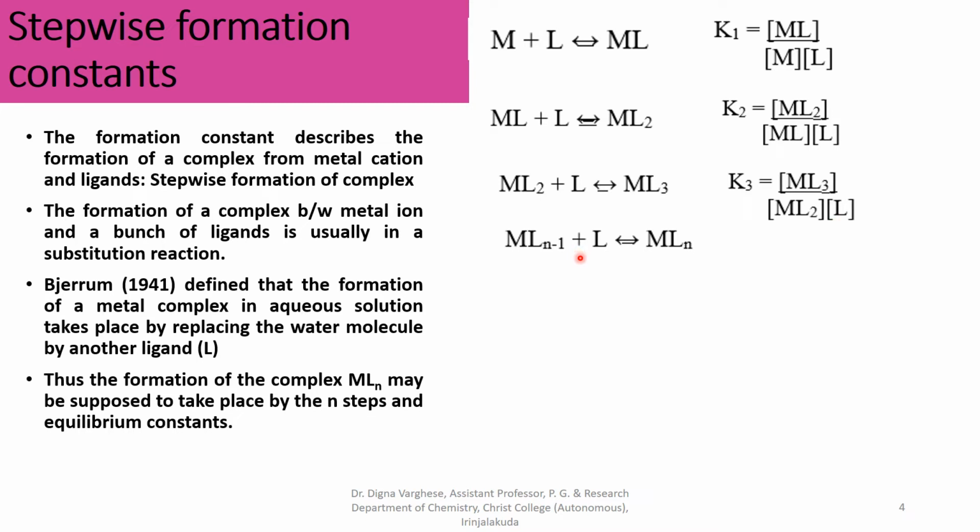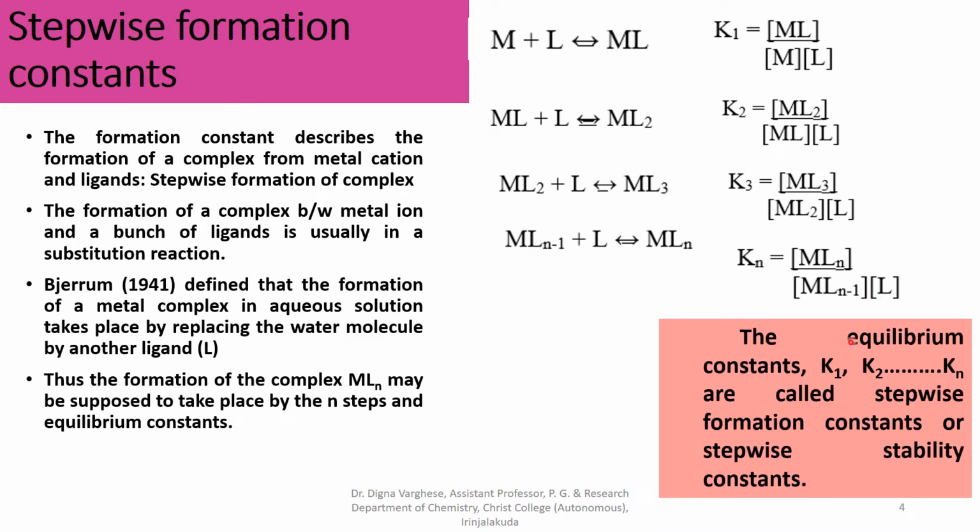Therefore, for the formation of the desired MLn complex, the complex MLn-1 reacts with a ligand L forming the MLn complex, and its equilibrium constant Kn is equal to the concentration of MLn divided by the concentration of MLn-1 and the concentration of ligand. The equilibrium constants K1, K2, K3, etc. up to Kn are called the stepwise formation constants or stepwise stability constants.